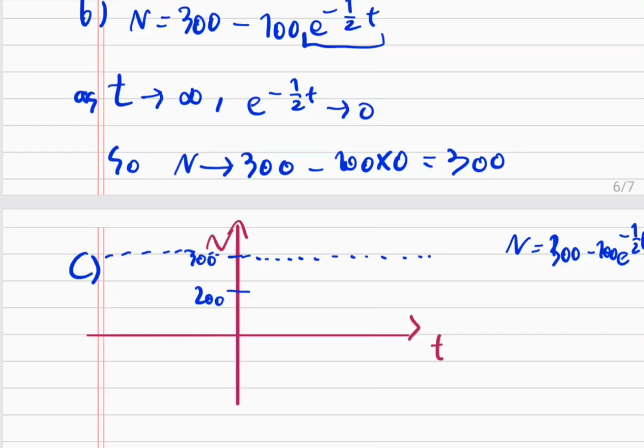And obviously we don't need the negative part, so just ignore that. Since this exponential starts from 200 and is increasing towards the asymptote, the graph is going to look like this. Maybe slightly, yeah, I think this one's better. Because of the negative sign, the exponential here looks like this. And yeah, that's basically the graph.